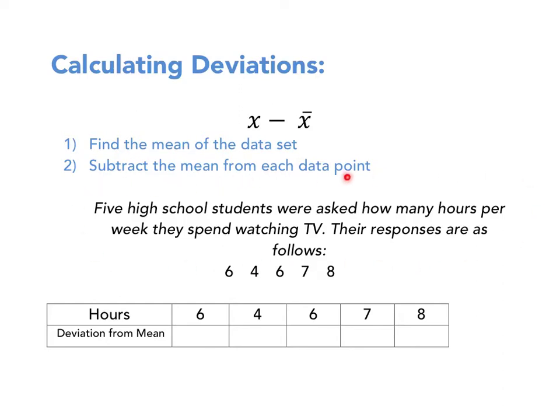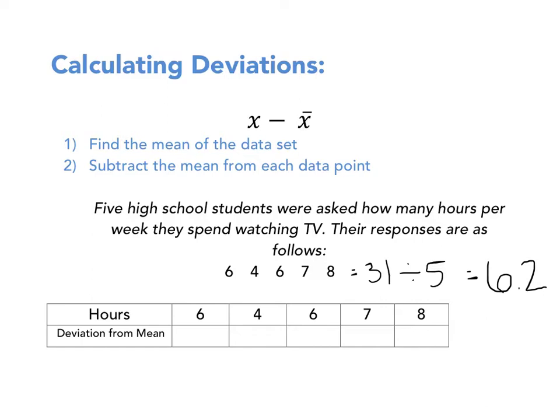We're going to work with this problem here. 5 high school students were asked how many hours per week they spend watching TV. Their responses are as follows: 6 hours, 4 hours, 6 hours, 7 hours, 8 hours. So 6 plus 4 plus 6 plus 7 plus 8 is 31. And then 31 divided by 5 is 6.2. So our mean of this data set is 6.2.